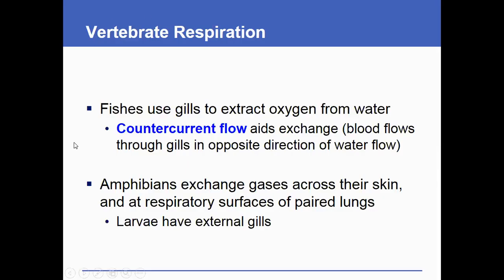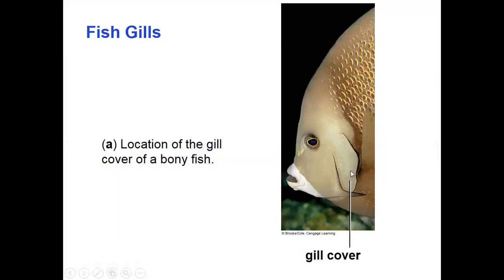Vertebrate respiration: fish use gills to extract oxygen from water. Countercurrent flow aids exchange, as blood flows through the gills in the opposite direction. We'll see it after. Amphibians such as frogs exchange gases across their skin and at the respiratory surface of paired lungs. Larvae have external gills. This is the fish gills. This shows the location of the gill cover of a bony fish.